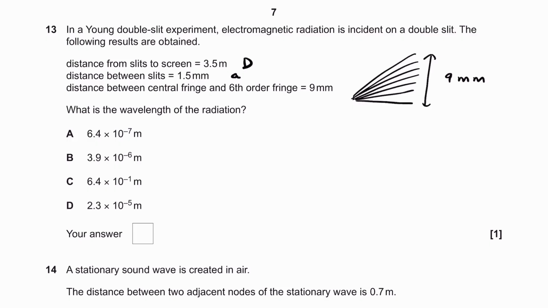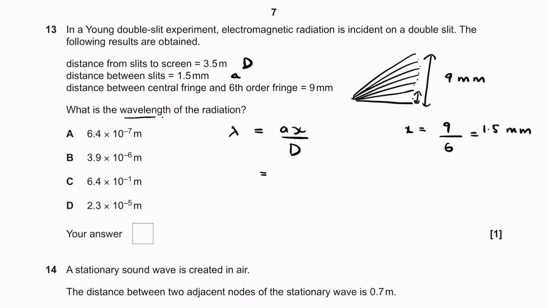It's asking us to calculate the wavelength, and we know that wavelength is AX over D, where X is the distance between the 2 fringes. And this is 9 millimeters divided by 1, 2, 3, 4, 5, 6, so 6, and that is 1.5 millimeters. So watch out for that, okay?